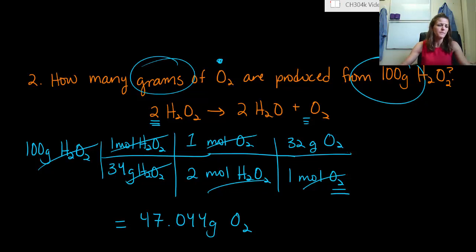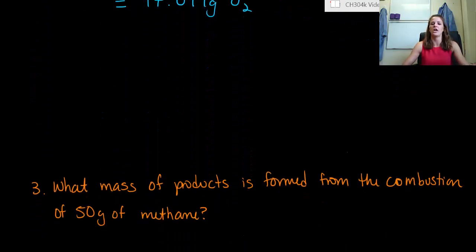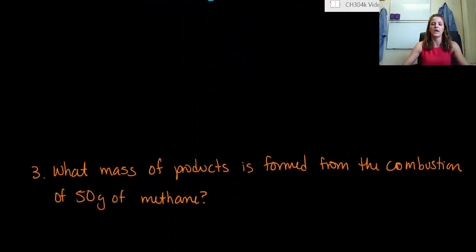Let's try one more. This is definitely the most challenging one that we're going to put in this video, okay? What mass of products is formed from the combustion of 50 grams of methane, okay? 50 grams of methane, we're combusting it. What mass of products? Go, think through it. Did you get an answer?